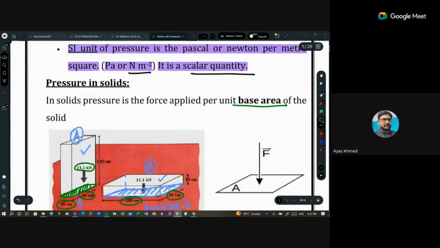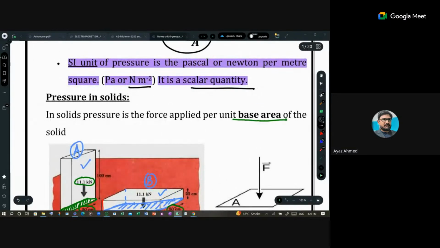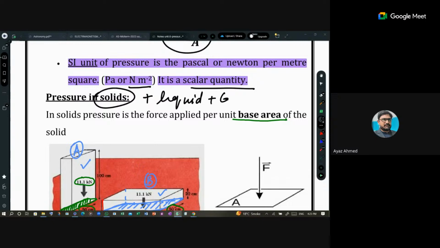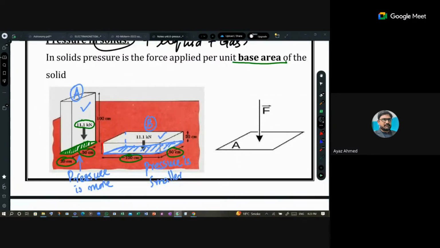So when we talk about pressure, we have three types of pressure: pressure in solids, then pressure in liquids, and then pressure in gases. All these three materials have pressure. I will talk about pressure in solids first. In solids, force is usually the weight of the solid, and area is the area of contact of that solid with the ground.